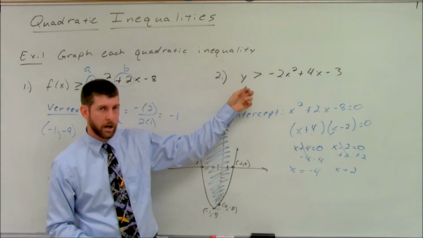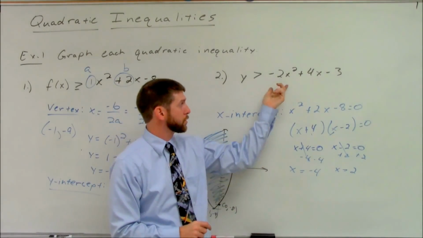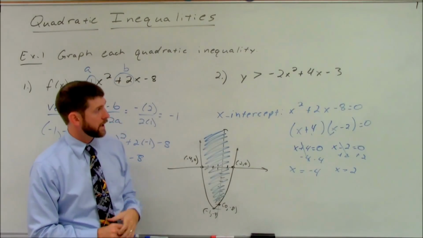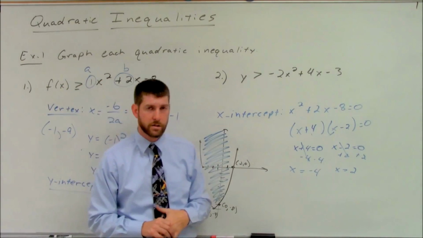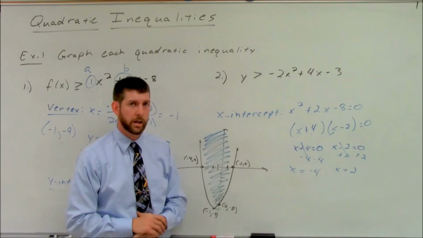If you'll go through, pause the video, take a couple minutes, try to get the graph for number 2 right up here. y is greater than negative 2x squared plus 4x minus 3. And I will wait right here while you all take a crack at that one.